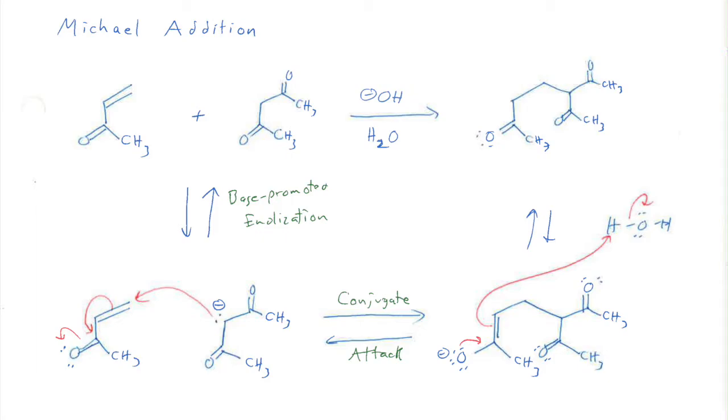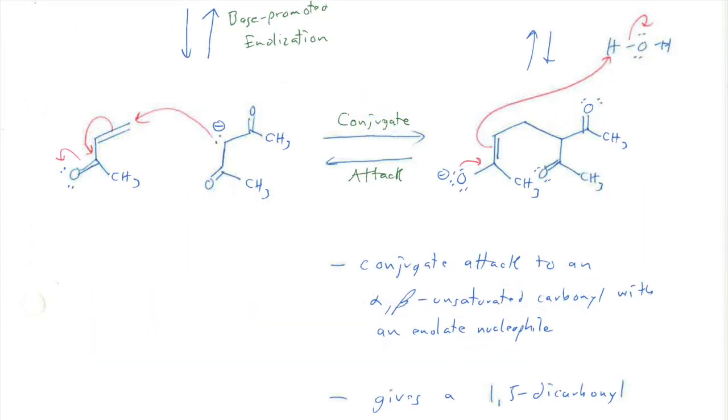Now, in this particular case, you do wind up with a pretty heavily substituted, functionalized molecule. You can see I've got three carbonyls, three ketones specifically in this molecule. The Michael addition specifically gives 1,5-dicarbonyls. Again, I didn't have to start with a diketone as my nucleophile. I could have started off with a regular old ketone, but there's a good reason for this.